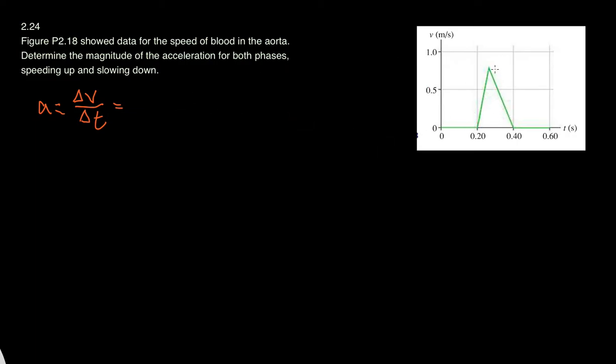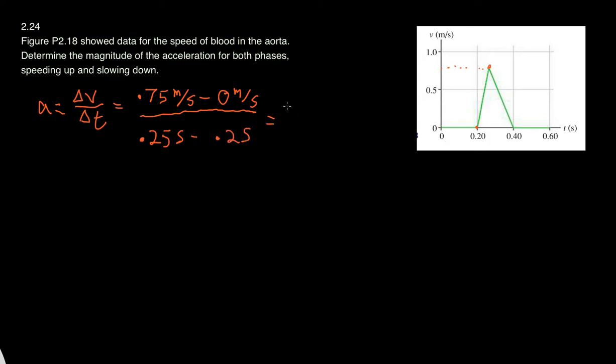So for the first part, slope is just rise over run. We're going from here to here, and so this is right around 0.75, and it's meters per second because we're on that y-axis. And then that goes all the way to 0 meters per second. Then our change in time is simply going to be from here. We'll call that 0.25 seconds, minus, and then we're going from here, so 0.2 seconds.